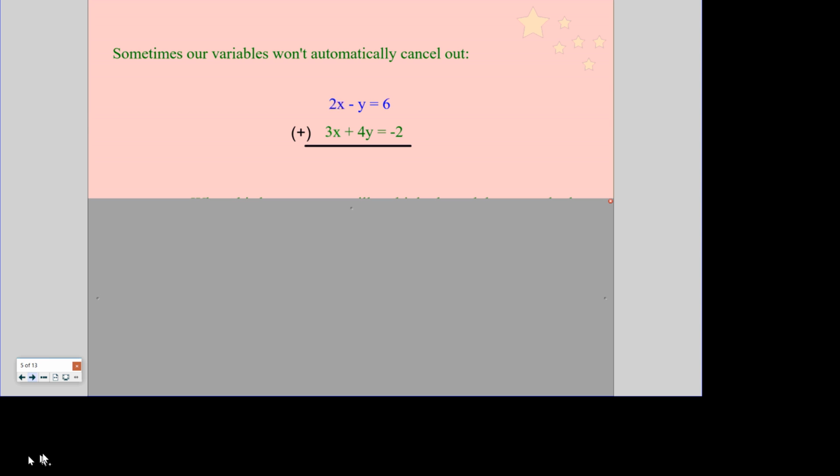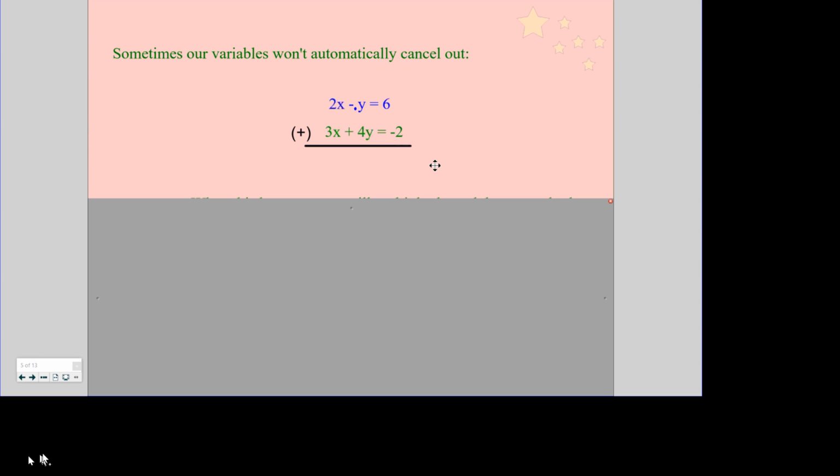So here's an example where if I were to add right away, they're stacked vertically for me. I can see x's, y's, and equal signs are all in the same place, so I could just go and add vertically. But if I do that, I'm left with a 5x, a negative y plus 4y is a plus 3y, and 6 plus negative 2 is 4. Well, when we did that, we're still left with 2 variables. So adding our 2 equations isn't actually helpful to us, because one of the variables didn't eliminate.